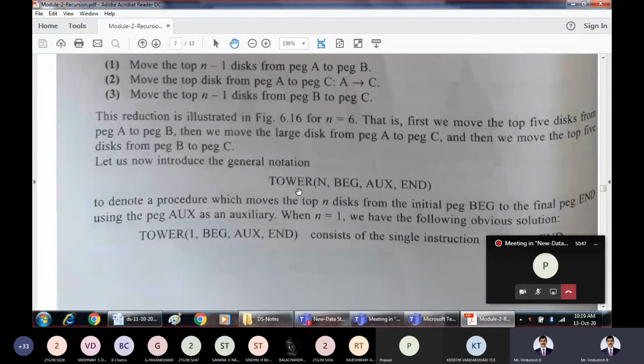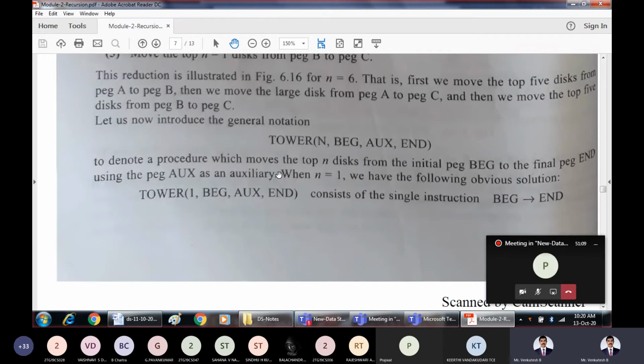As a function, we can write it like this. The movement is something like this from beginning to end. This will always be the source, this will always be the destination, and this will always be the auxiliary. So let us now introduce the general notation: N, beginning, auxiliary, end. It denotes a procedure which moves the top N disks from the initial peg, beginning, to the final peg, end, using auxiliary. N indicates the number of disks always.